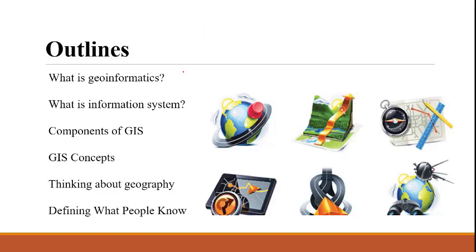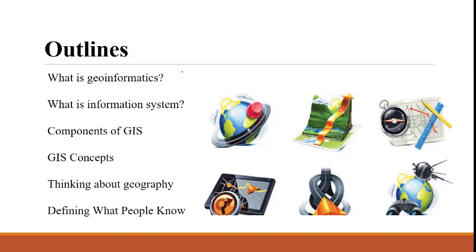Coming towards the outlines of this lecture, the first one is what is geoinformatics. The second topic of this lecture is what is information system. The third one is components of GIS. The fourth one is GIS concepts. The fifth one is thinking about geography, and the last one is defining what people know about.